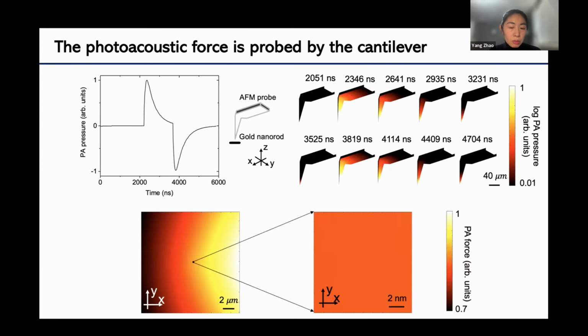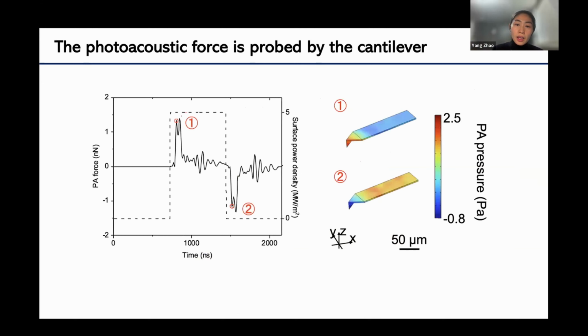But we are imaging with a much smaller field of view. So here you're seeing the photoacoustic force being rather uniform. And then we can also analyze it in the time domain. You can see this is very similar to our theoretical predictions. Numerically, you can also estimate how big these forces are.